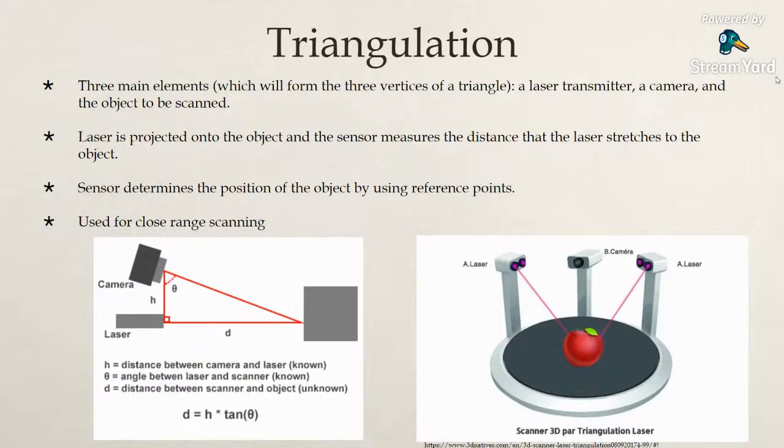In laser scanning, for instance, the laser is projected onto the object while the sensor or the camera measures the distance that the laser stretches to reach the object. It also captures how the laser moves along the object as the object rotates. So the scanner collects reference points on the object, which helps it determine the object's position. Then these data points are converted into a point cloud.